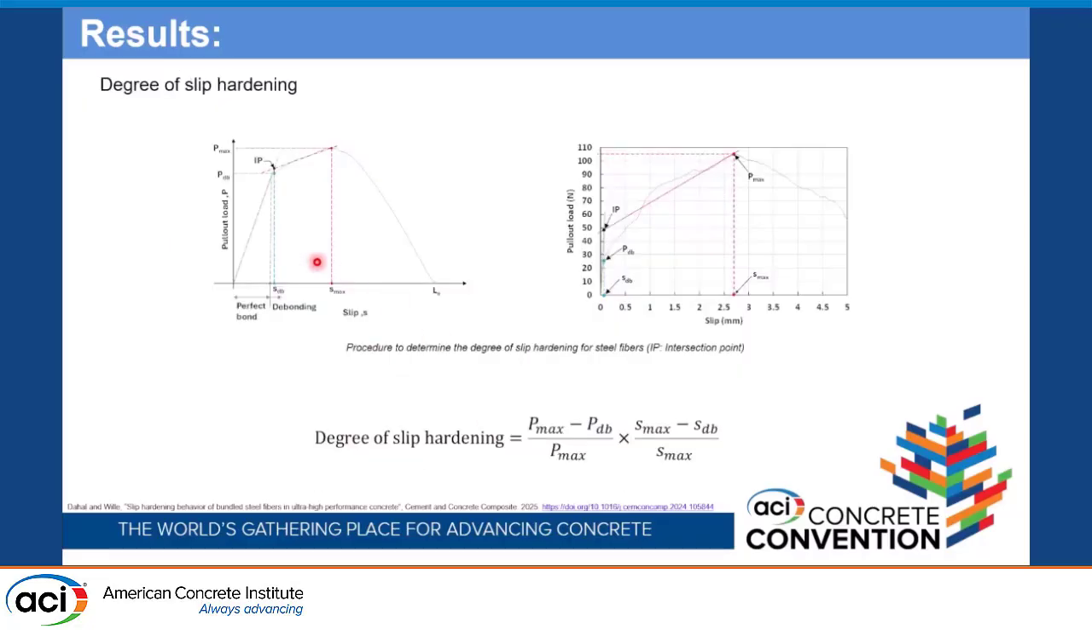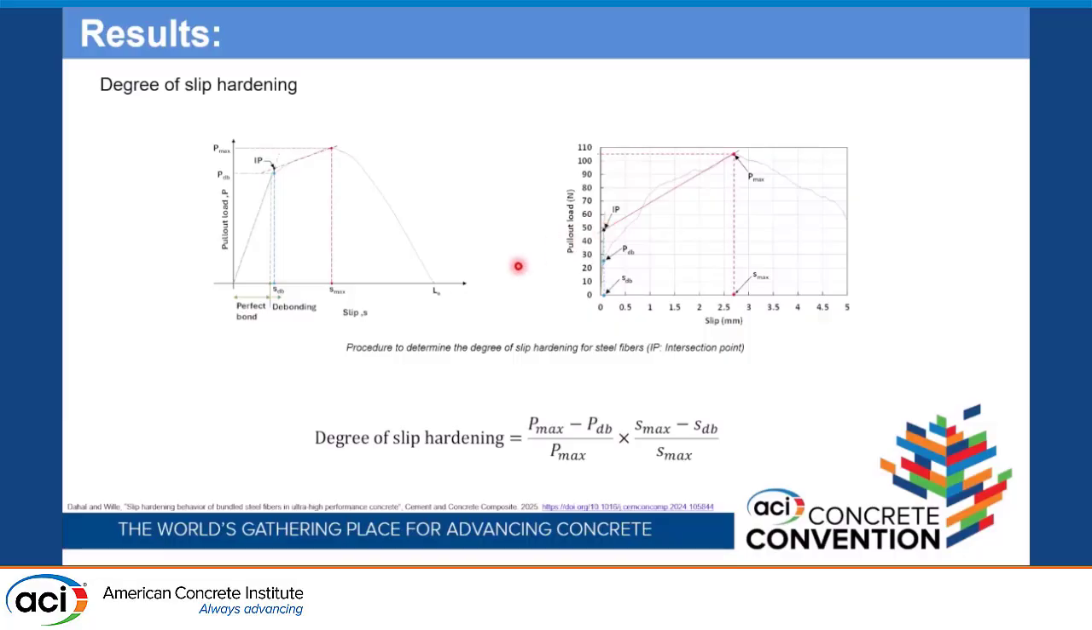Now we propose an equation to determine the degree of slip hardening. For this load slip relation, first we find the best fit line for the initial elastic part and also for the slip hardening part. Based on the intersection point between these two lines, we find the pull-out load and the slip at the debonding point. We also know the maximum pull-out load and the slip at the maximum pull-out load, or the slip capacity. So based on these four parameters, we calculate the degree of slip hardening. For actual experimental data, this procedure looks like this.